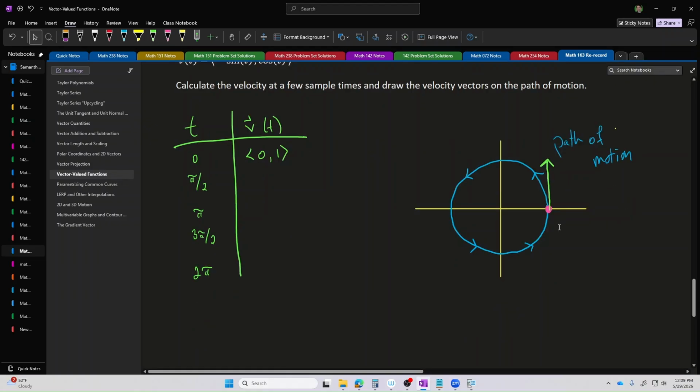So from that, I know that the object's direction of motion at that instant was upward, which makes sense based on the picture. At that instant, that object was moving upward. And I also know that at this instant, the object was moving with a speed of 1 unit, because the speed is the velocity's magnitude.